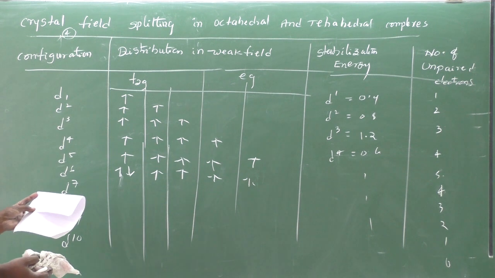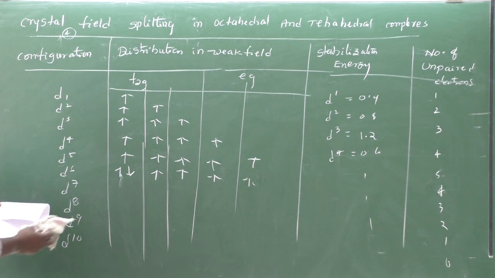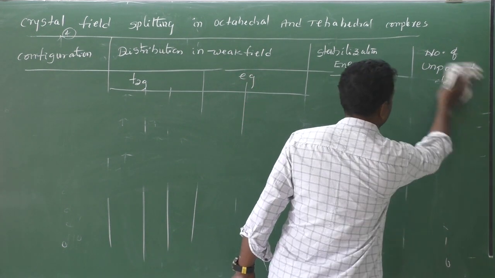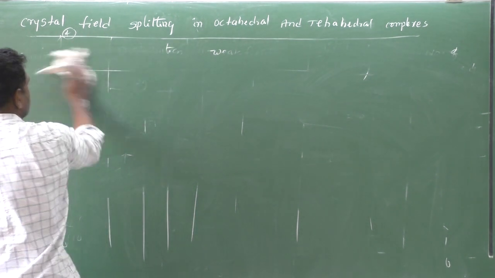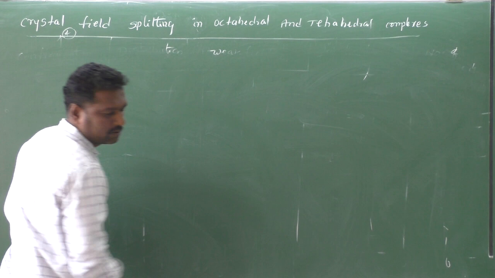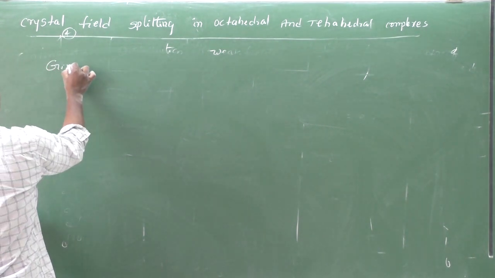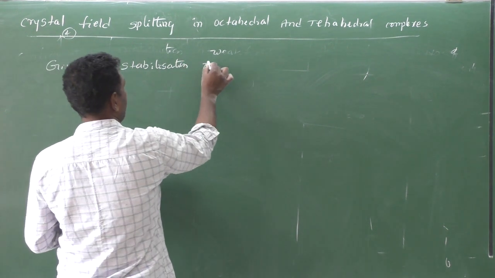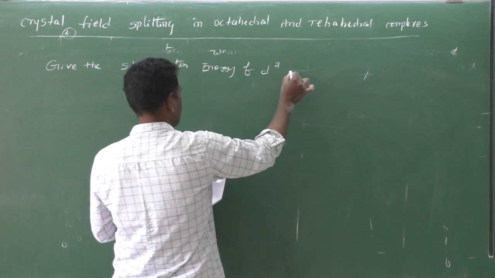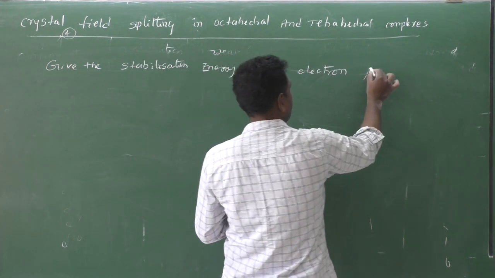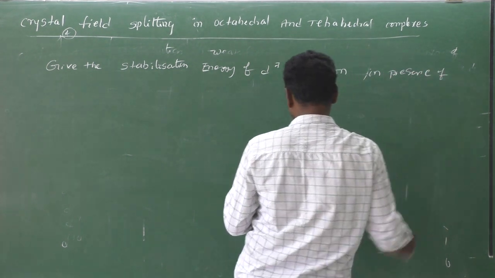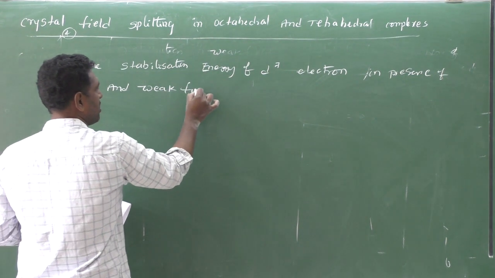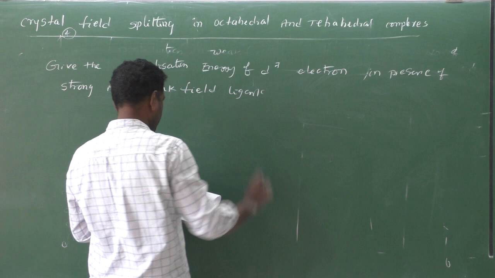So I will take one problem. Give the stabilization energy of D7 electron in presence of strong and weak field ligands. This is the question.